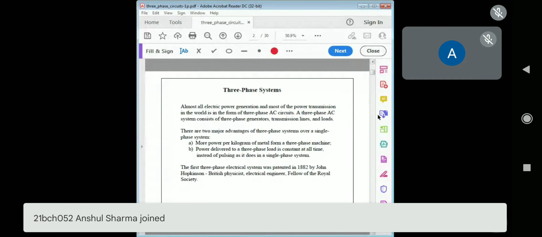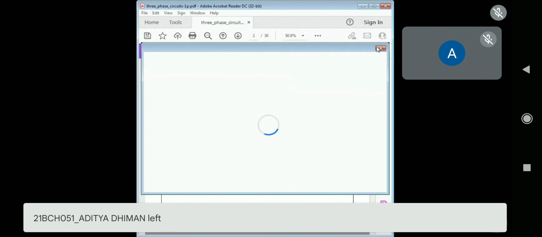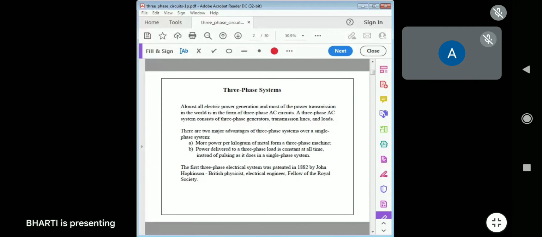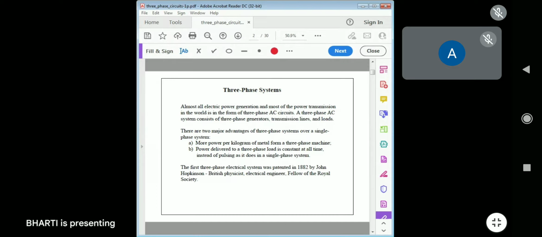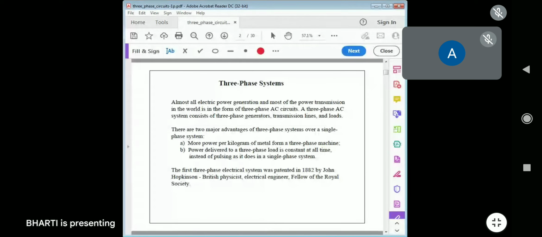But the difference over here, or the advantage of using, are both the files of mine visible, or only one file is visible to you? I've just opened two files. How many files are visible? Currently, only one is visible. Okay, just a minute. I'll do the other one.